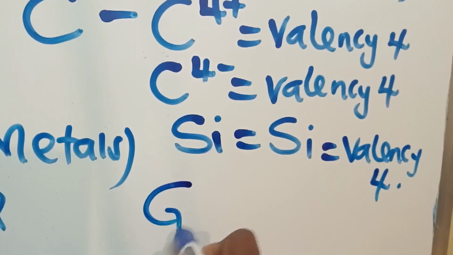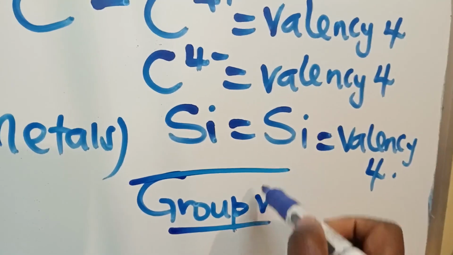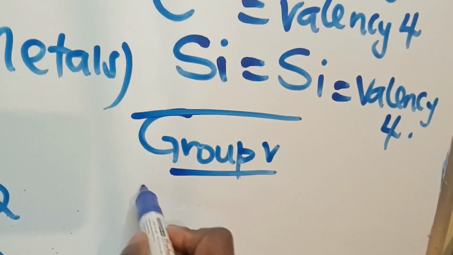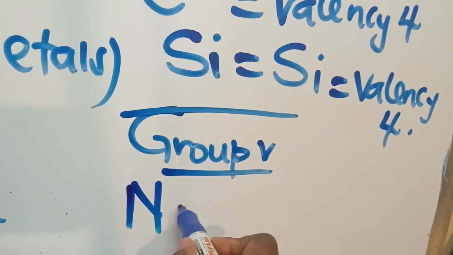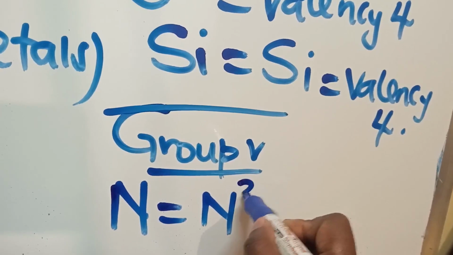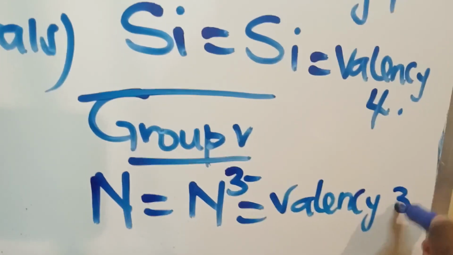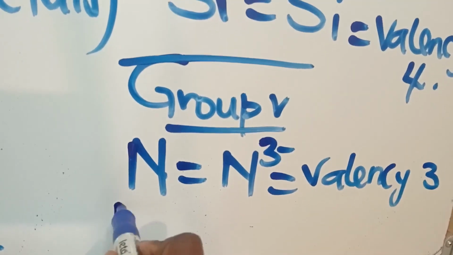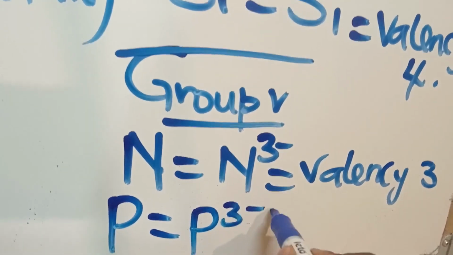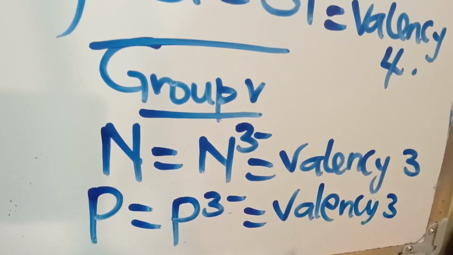Then we have group 5. In group 5, we have 2 of them again. We have both nitrogen, which can gain 3 electrons, so with the valency 3. Then we have phosphorus, which can gain 3 electrons with the valency 3.